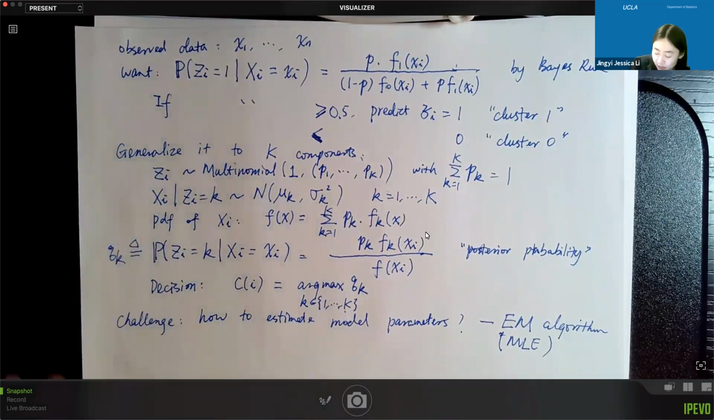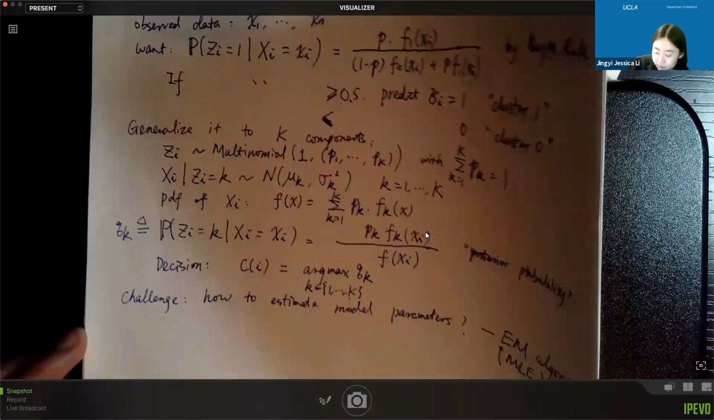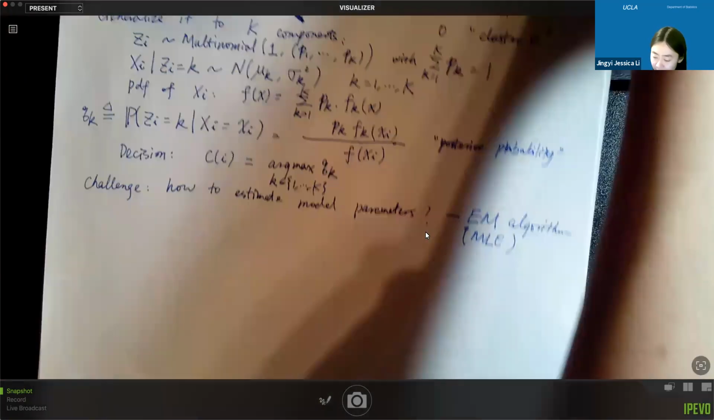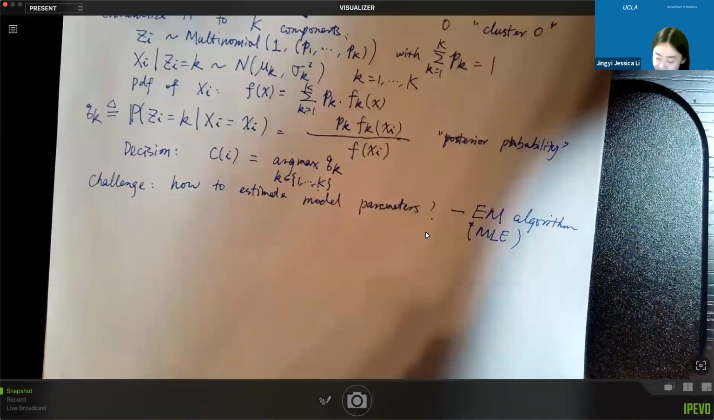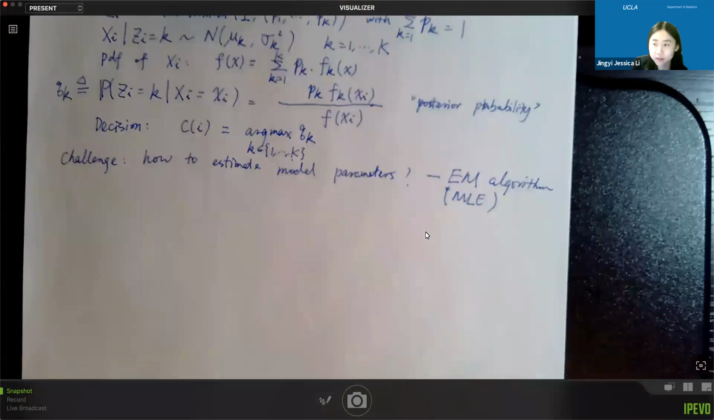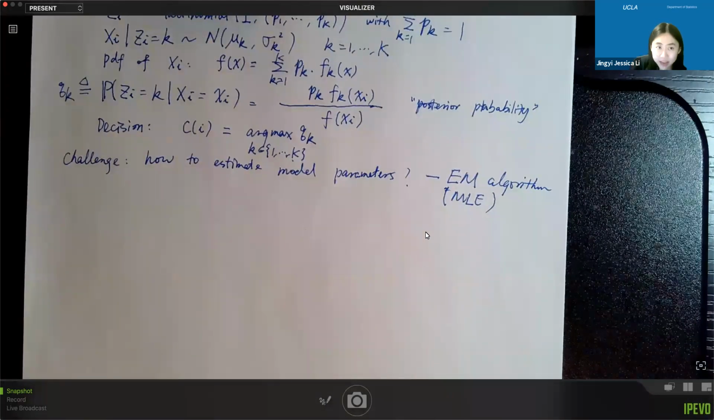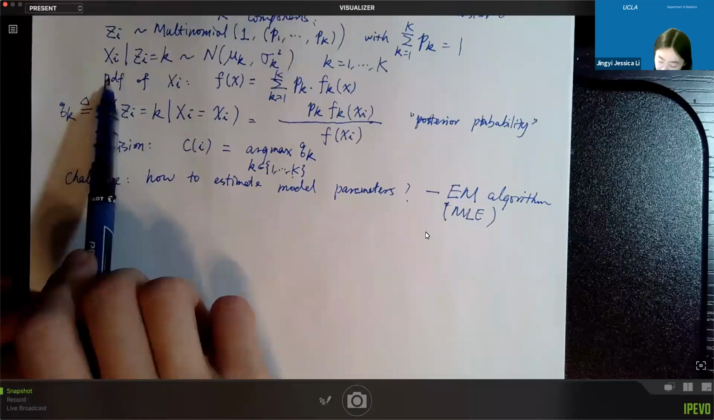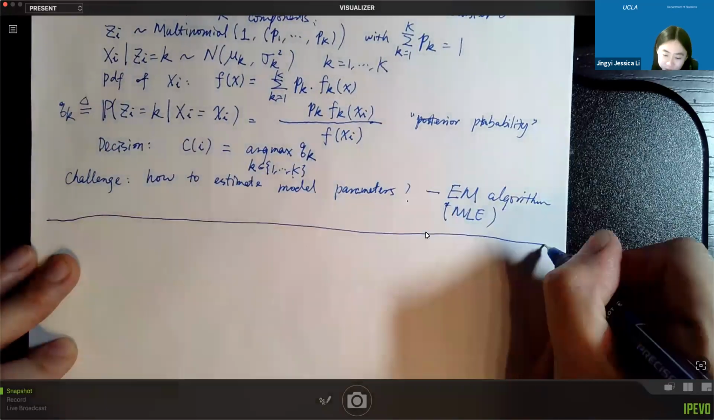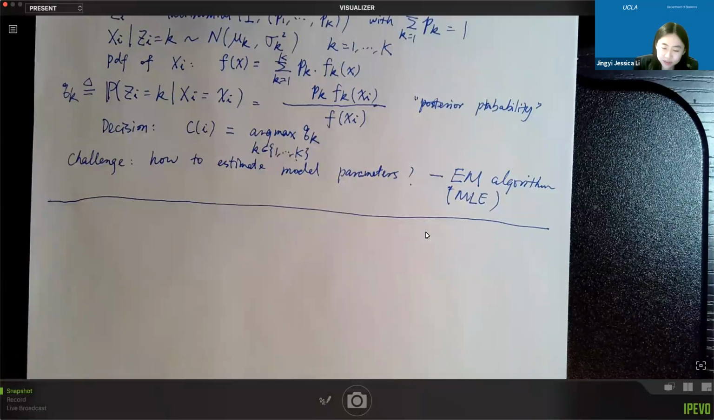So to give you a concrete example for this missing data problem, not in the Gaussian mixture model case, but in an easier case, just binary data. So we have binary zi and binary xi. So let's talk about that first. And hopefully you will be able to generalize this to the Gaussian mixture model in your homework.